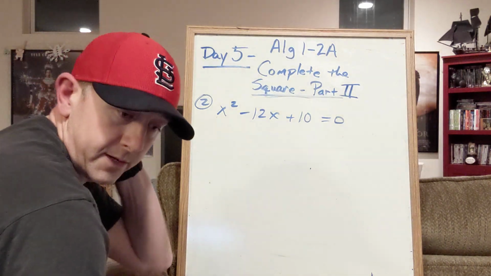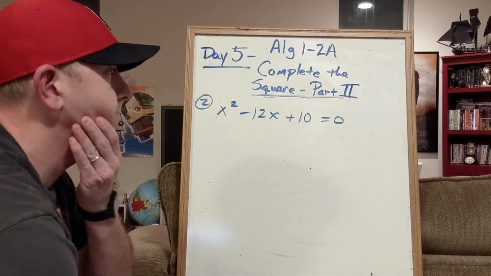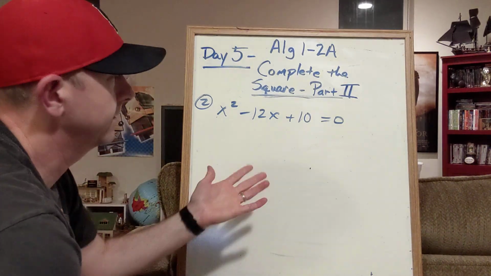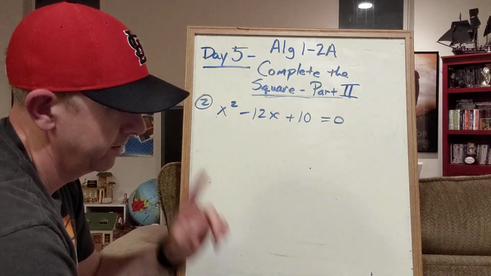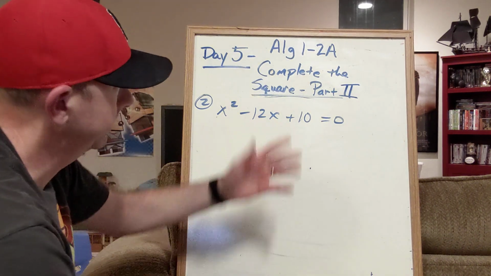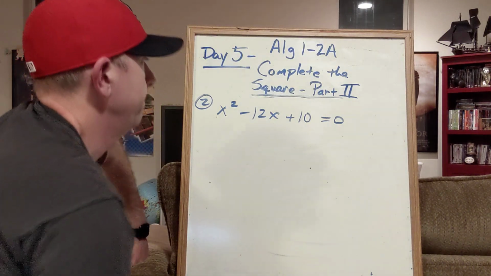Like the ones the other day, you actually could have factored, but I wanted to show you that you can do it this way as well. There are 4 methods of solving quadratics. We did solving by square roots. We did solving by factoring. And then completing the square is the third one. We'll get the quadratic formula tomorrow.